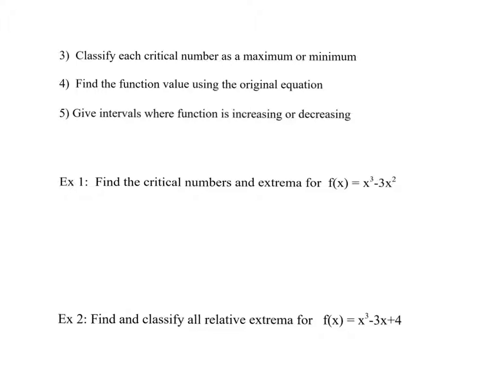So let's take a look at example number 1 and go through these steps. We want to start by, first of all, it says find the critical numbers and extrema for f of x equals x cubed minus 3x squared. So step number 1 is to identify our critical numbers.